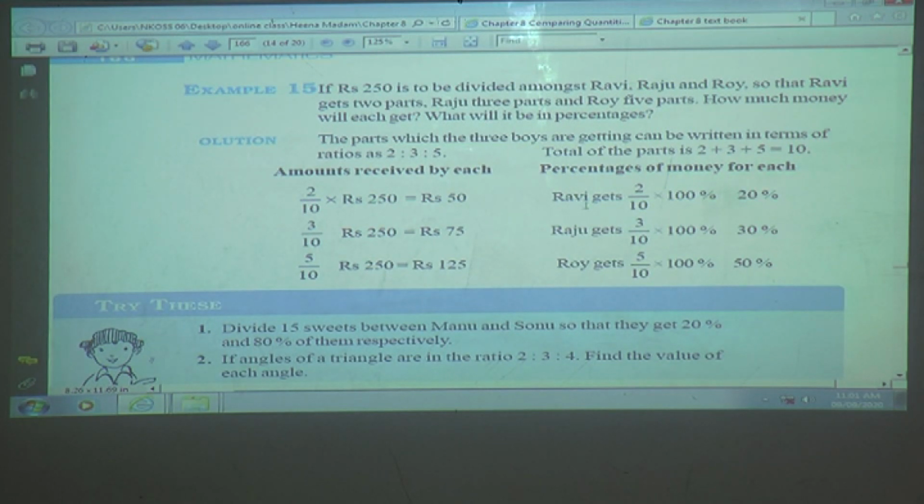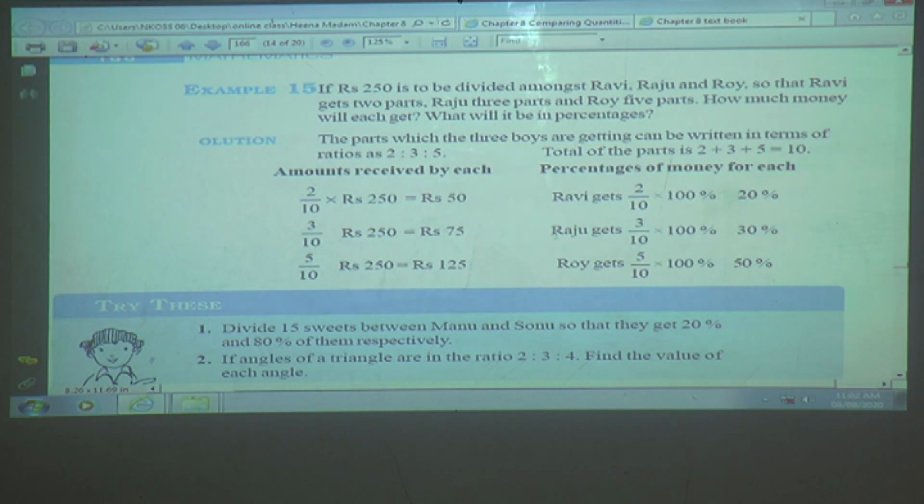Now you know Ravi gets 2 upon 10th part. Here we had already found out that the part received by Ravi is 2 parts. So we write 2 upon 10 multiplied by 100%, because it's out of 100. After reduction this 0 gets cancelled. 10 twos are 20%. Out of 100%, 20% of the amount is got by Ravi.